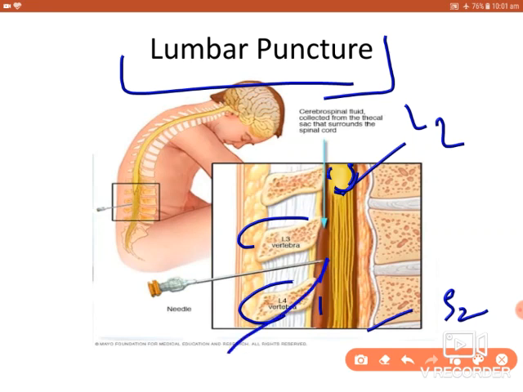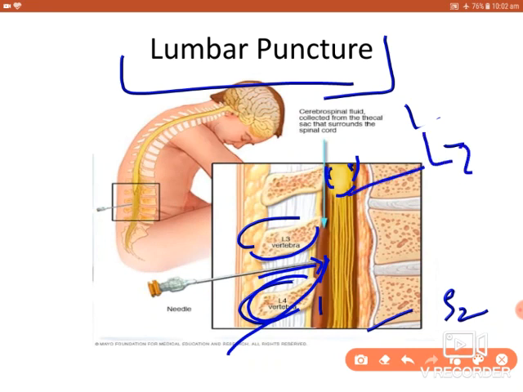the lumbar cistern. Here the lumbar puncture is usually done between L3 and L4, to withdraw the CSF. So here there is no need to worry about damage to the spinal cord, because it already terminates at the level of L2. So this is the safest procedure.